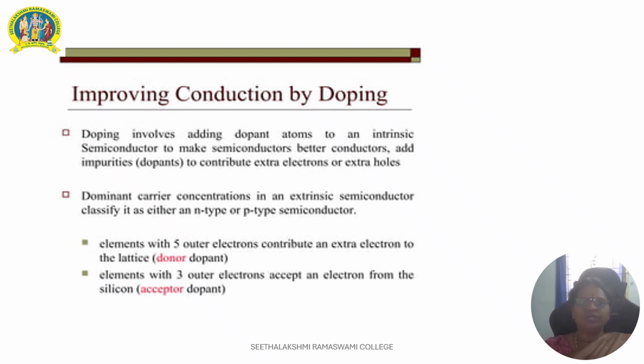Then how to improve the conductivity by means of doping? Here, the doping involves adding dopant atoms to an intrinsic semiconductor to make semiconductors better conductors, add impurities, that is dopants, to contribute extra electrons or extra holes. Here, the dominant carrier concentrations in an extrinsic semiconductor classify it as either an N-type or P-type semiconductor. Here, elements with 5 outer electrons contribute an extra electron to the lattice, and elements with 3 outer electrons accept an electron from the silicon, that is acceptor dopant.